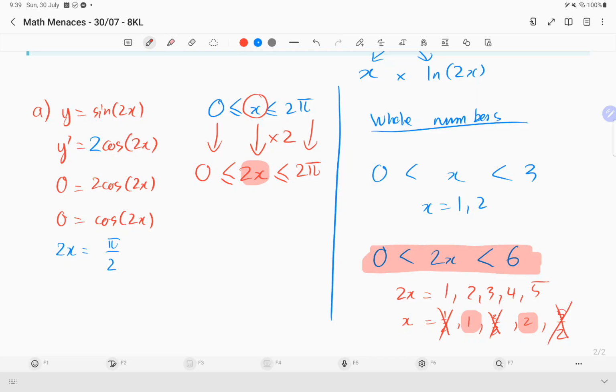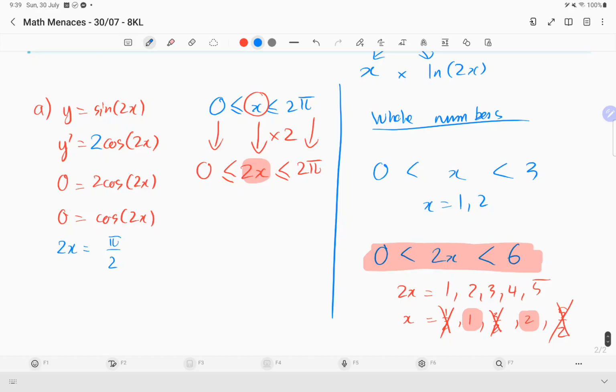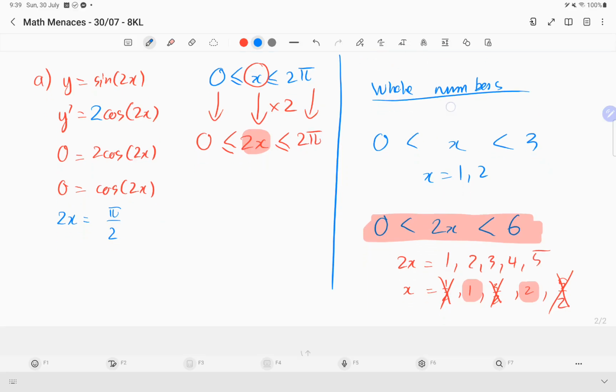Okay. Put it this way. Another way to interpret this question is this. Do you guys remember the concept of period? The period of a sine function. What's the period of a sine function? The period of sine function. Oh, cos function. What's the period of a cos function?